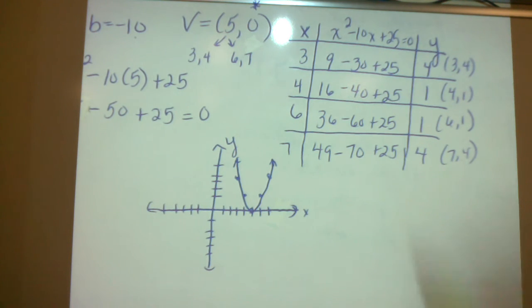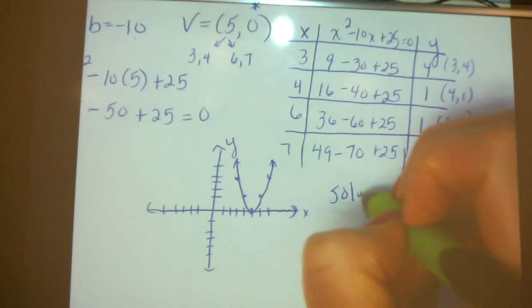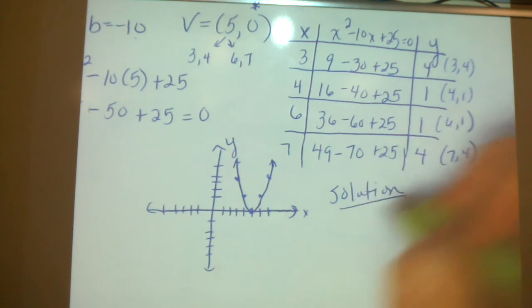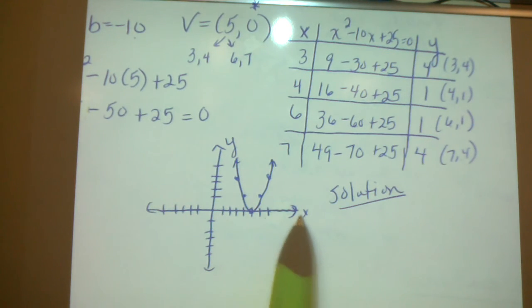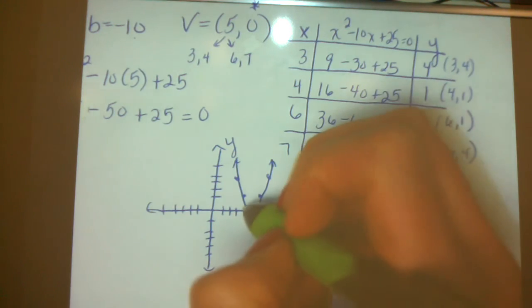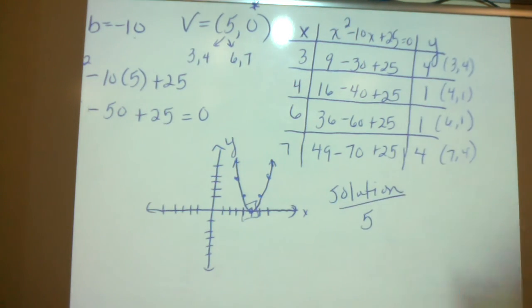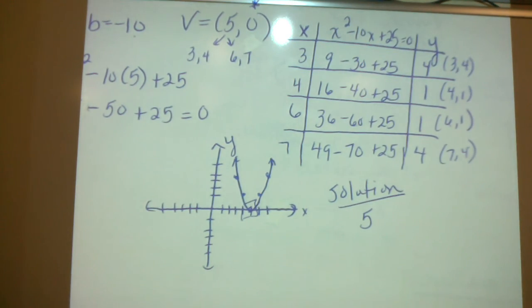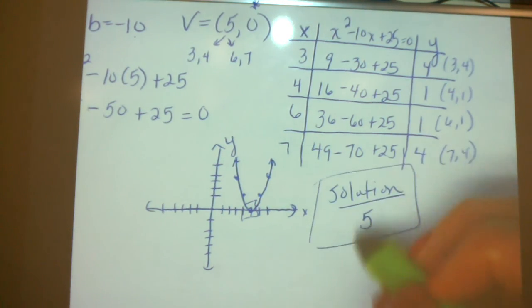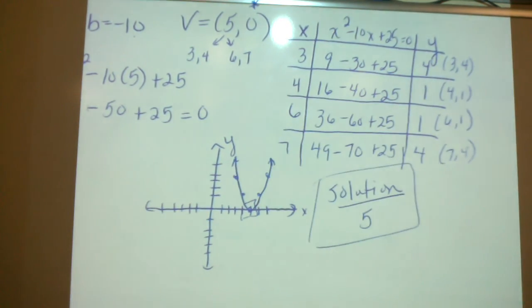Now I need to state what the solution is. Where does this graph hit the x-axis? Well, it hits it right here at 5. And it may happen where there's only one solution, like it is for this one. The first problem we had 2 solutions. The second problem we had 1 solution. And that is Unit 5, Lesson 1.